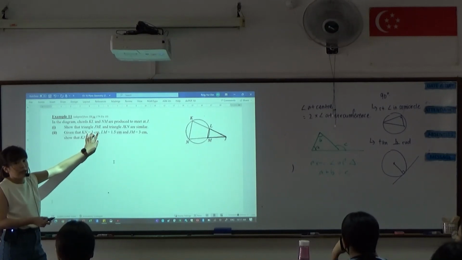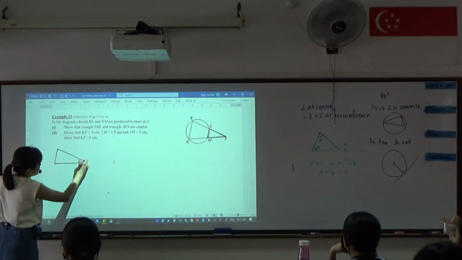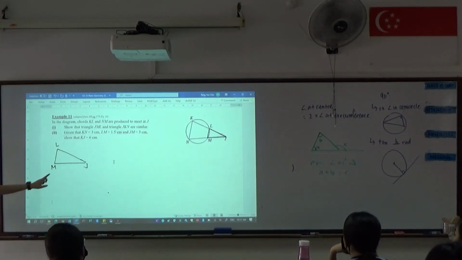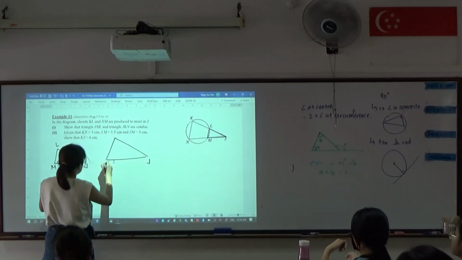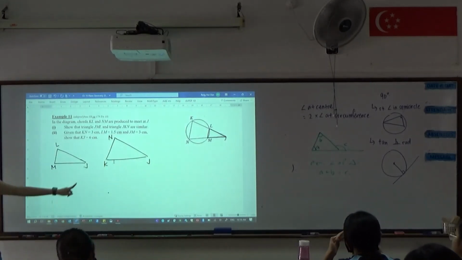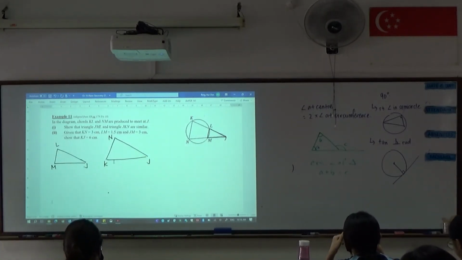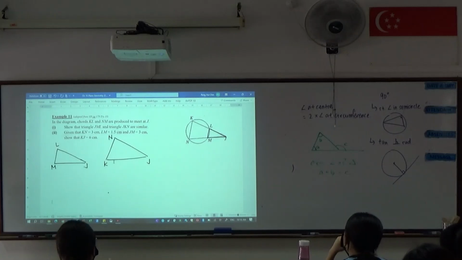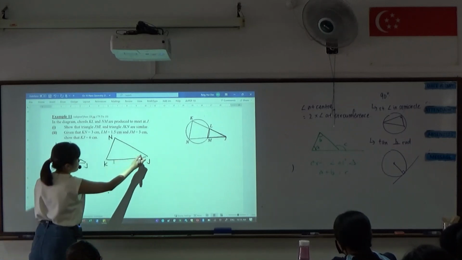That's something that you need to pay attention to. That's why we should probably have a habit of drawing out the triangle to ensure that we do not get lost in the visual trick. JML is supposed to be similar to JKN. So it's a different orientation to what is being presented. Now the very easy thing that we can identify, just from the diagram alone, for similar triangles, is that we know that J is a common angle.